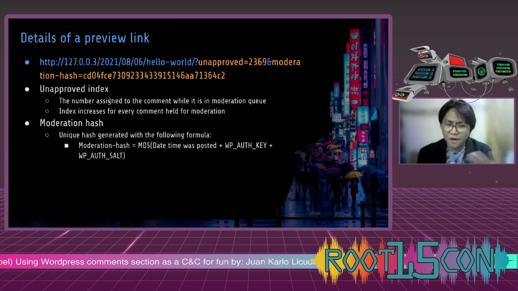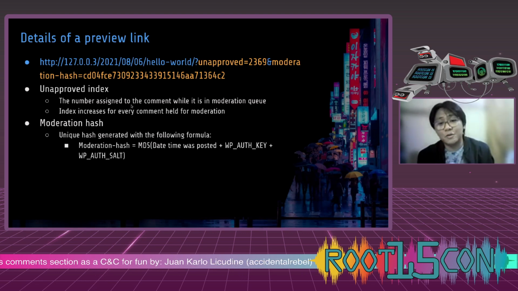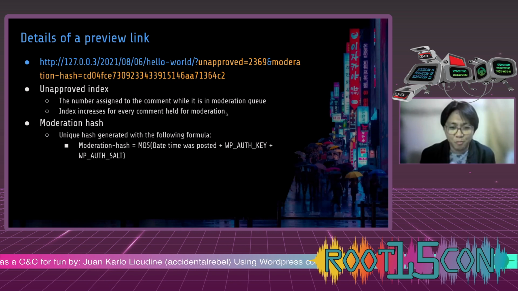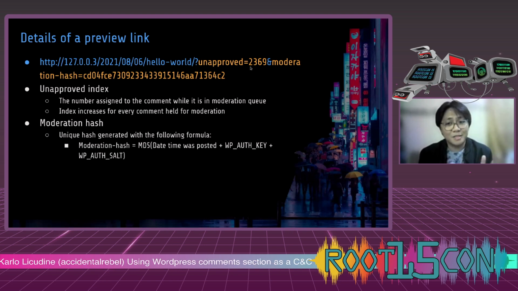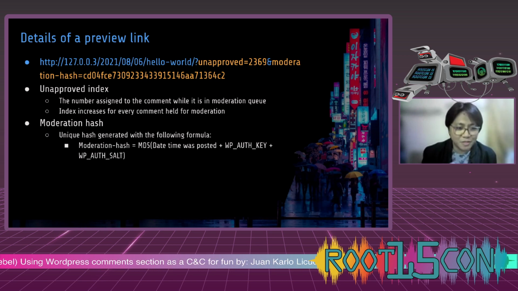The unapproved index is very simple. This is the number assigned to the comment while it is in the moderation queue. So if you post a comment, you would be assigned a certain number. For example, you got a 2369. If you post another comment immediately after the first one, this number would increase and it would be 2370, and so on. Okay. The reason why this is important is because we want to be able to get the unapproved index of our bot master.